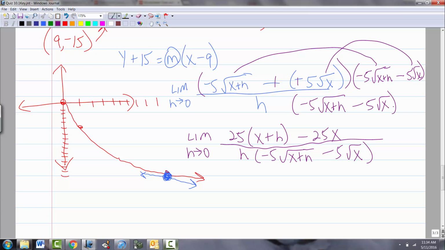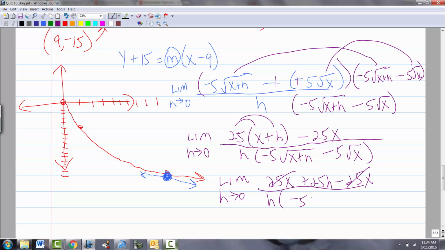All right. So you distribute. I'm going to go ahead and do that and then do the canceling in the next one, just so I don't overcomplicate the question. 25x plus 25h minus 25x. I made a mistake. Okay. h, -5 root x plus h, minus 5 root x.